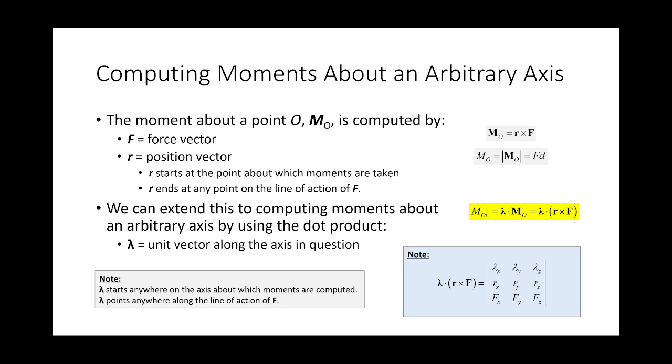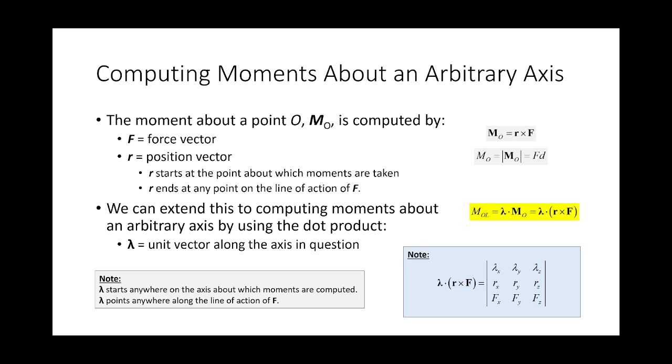Now there's a couple things to keep in mind. R starts at the point about which moments are taken, and R ends at any point along the line of action of F. But because we're taking moments about an axis, we actually have a few different options about how we want to define R. We'll get into that in our example here in a bit.